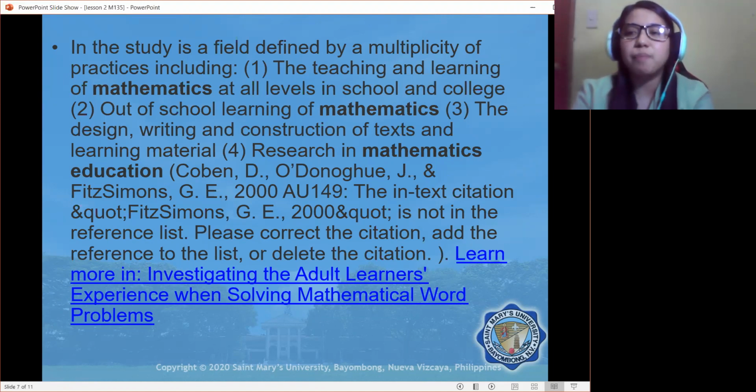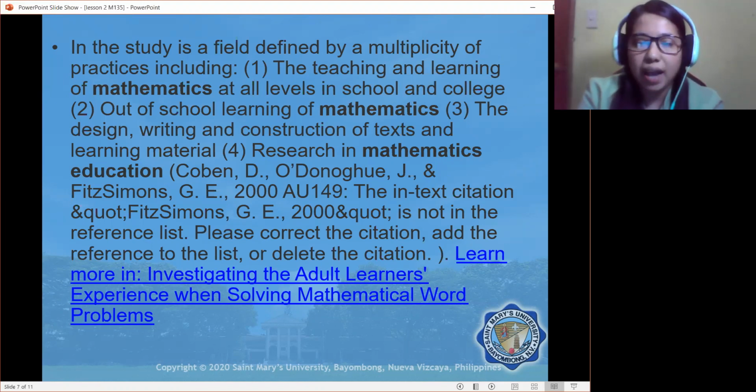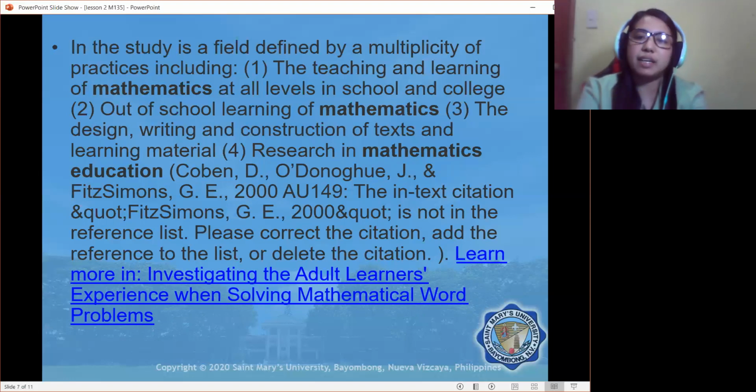Here, again, as mentioned in our first slide, we are talking about teaching and learning mathematics in a better way. Aside from the usual setup where it is taught inside the school, we also have out-of-school learning of mathematics, and of course some research in mathematics education. It does not mean that we are just inside the classroom learning the formulas and some applications, and that's it. It includes practices that involve these four items mentioned. We have here the authors behind these items.